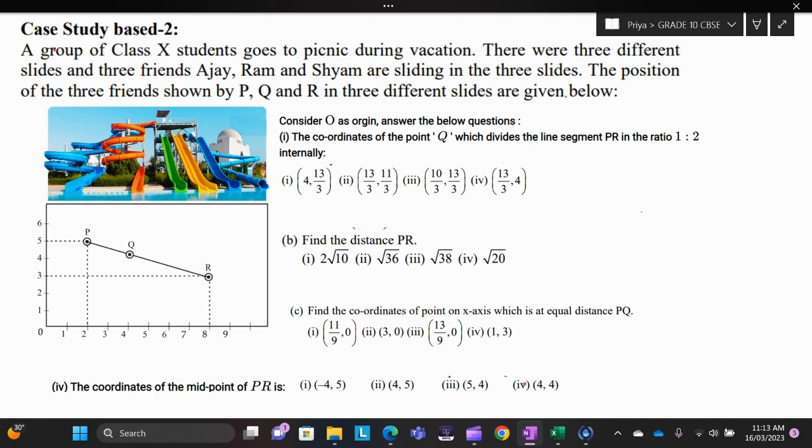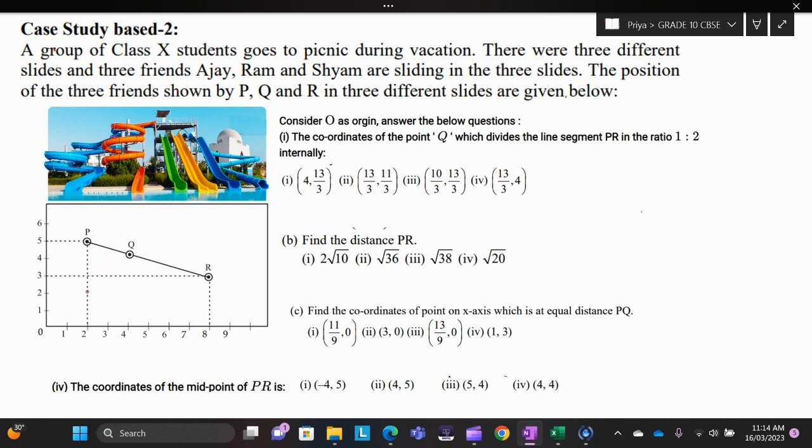Let's do the second question, which is based on a case study again. A group of class 10 students goes to a picnic during vacation. There were three different slides and three friends, Ajay, Ram and Shyam, are sliding in three slides. The position of the three friends shown by P, Q, R in three different slides are given below. So now there is no information in the paragraph, but you can see the information in the graph. Okay, so P is the position of Ajay, Q is the position of Ram, and R is the position of Shyam.